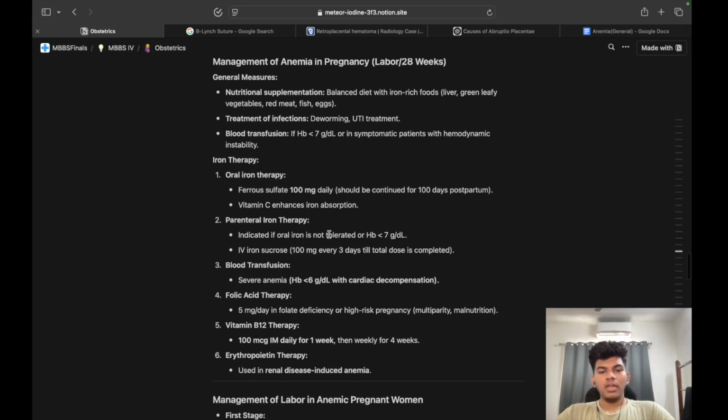Parenteral iron, if hemoglobin is less than 7 gram per deciliter: IV iron sucrose 100 mg every 3 days till the total dose is completed.